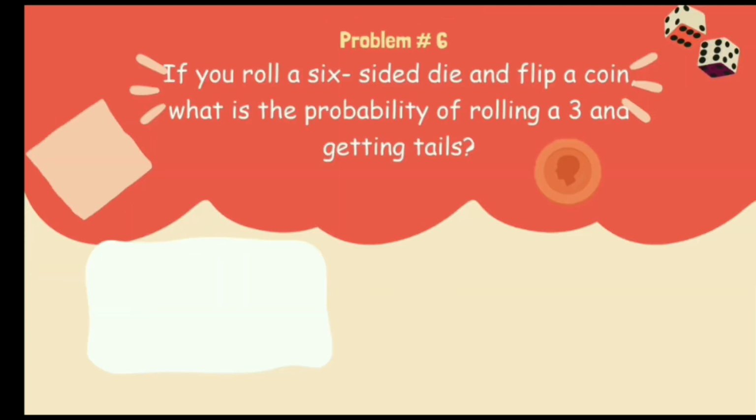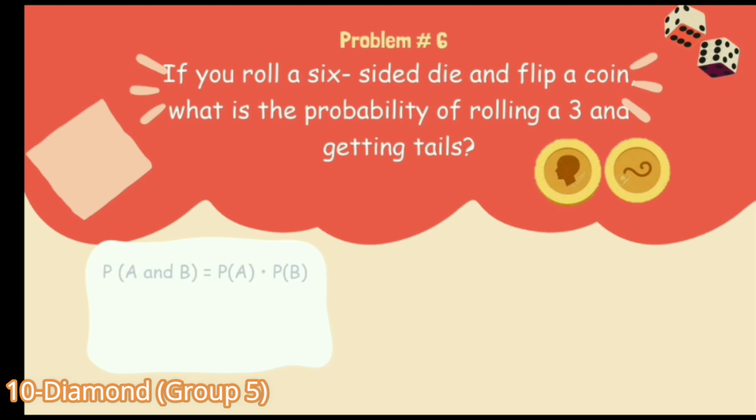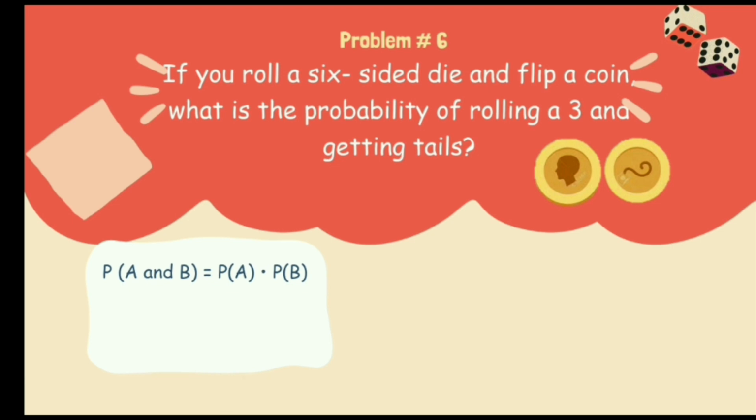Last problem. If you will roll a 6-sided die and flip a coin, what is the probability of rolling a 3 and getting tail? By analyzing this problem, we will know that this is an independent event because rolling a die does not affect flipping a coin, or both events do not affect each other. To solve this, we will use the formula probability of A and B is equal to probability of A multiplied by probability of B.